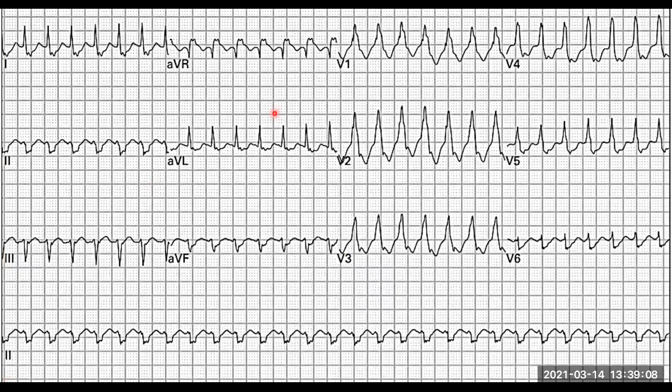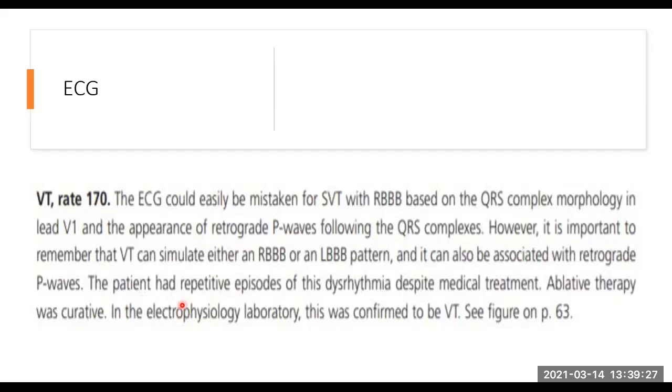Retrograde P waves would be, for example, here, what we were arguing about. Are those P waves or are those not? So those are what you call retrograde P waves, what we're seeing over there, all right? Again, these are all nice things to know, but the important thing is to make the initial diagnosis, which is of a ventricular tachycardia, okay?